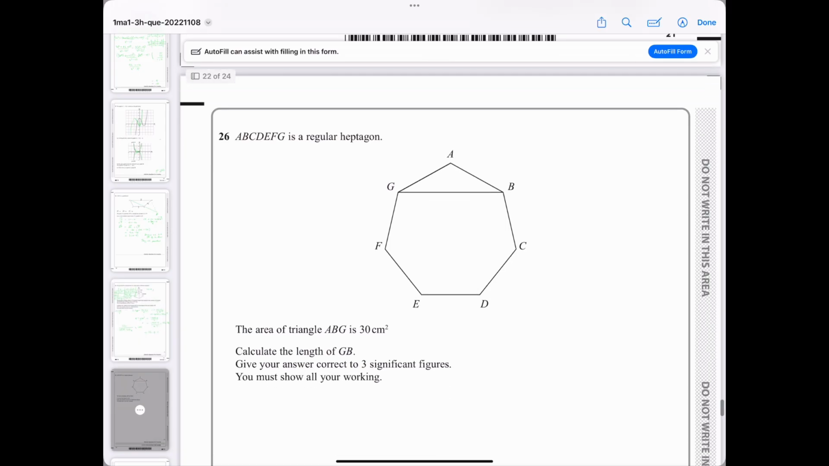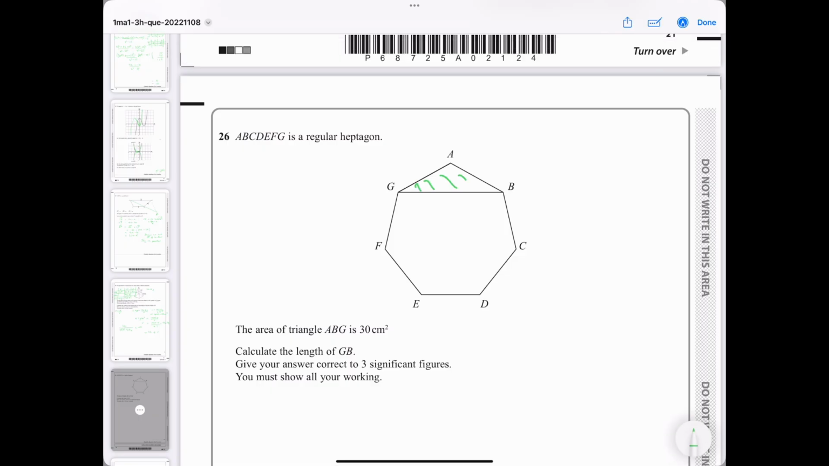Now, A, B, C, D, E, F, G is a heptagon. Oh, I don't like heptagons, mainly because I can't draw them. The area of triangle ABG is 30 centimetres squared, so this bit's 30. Probably wasn't a good idea because I've got to fill things in on that. Calculate the length of GB. Okay, and give your answer correct to 3 significant figures.